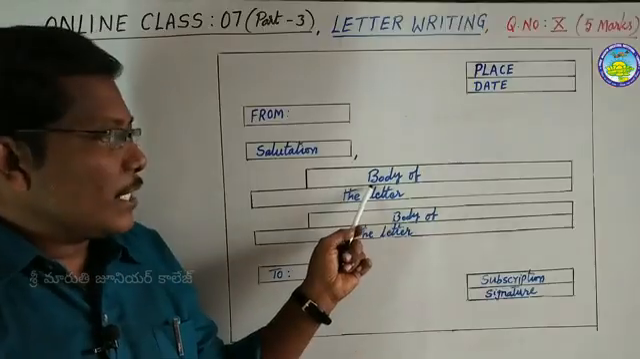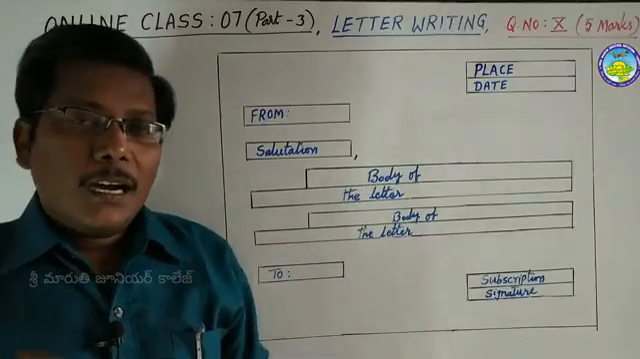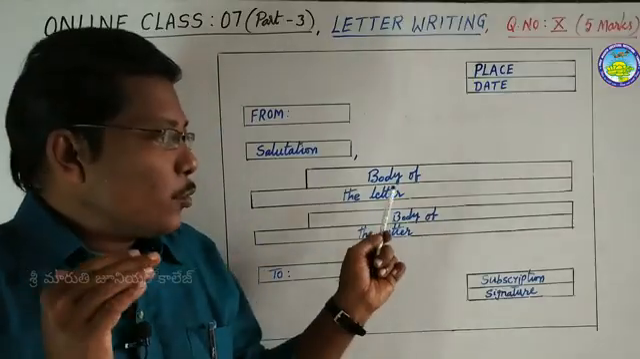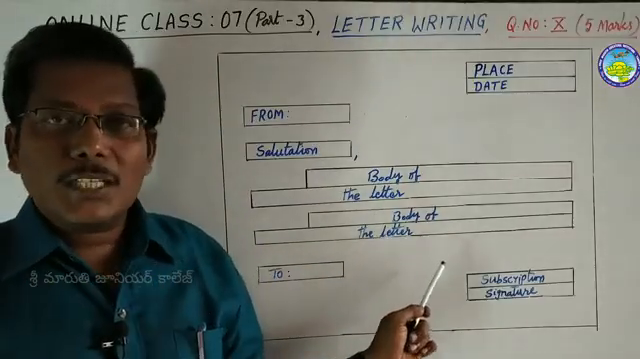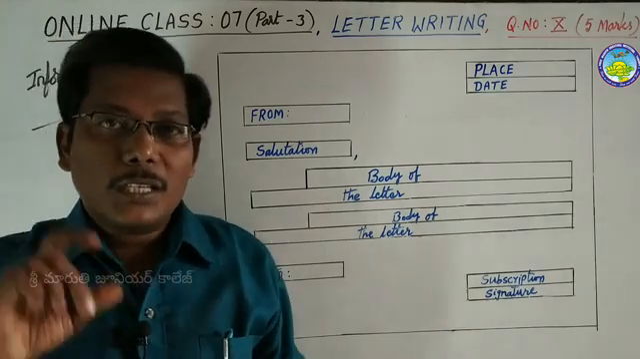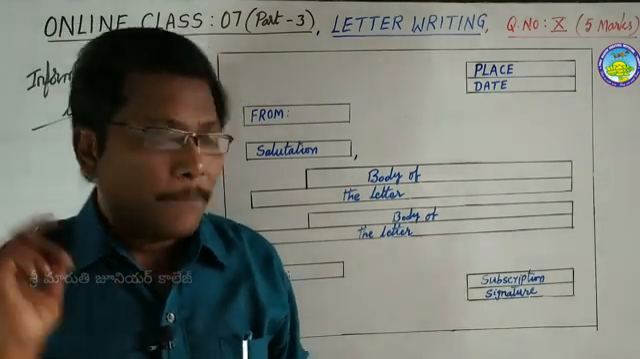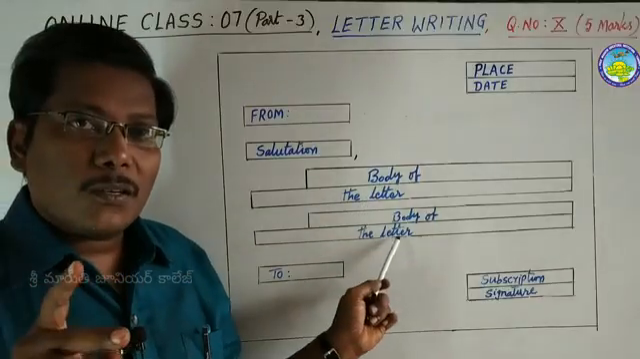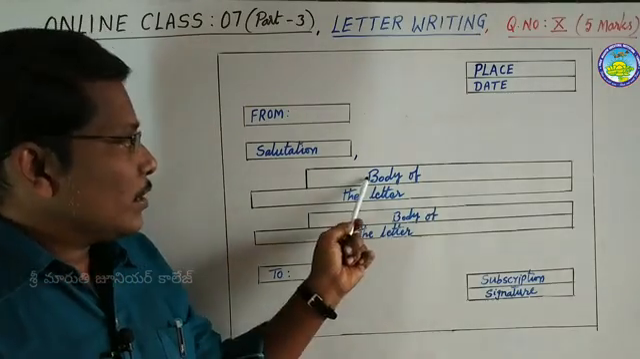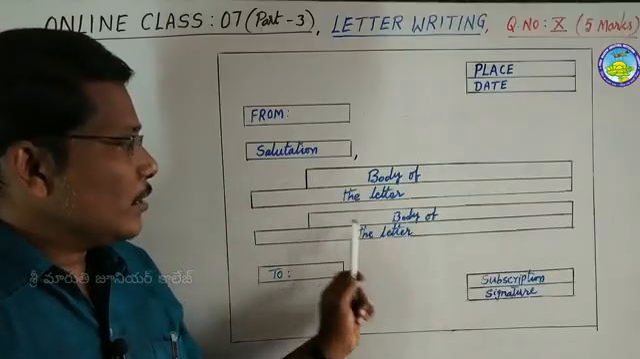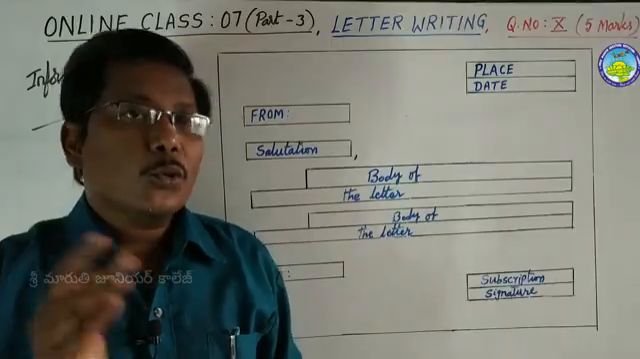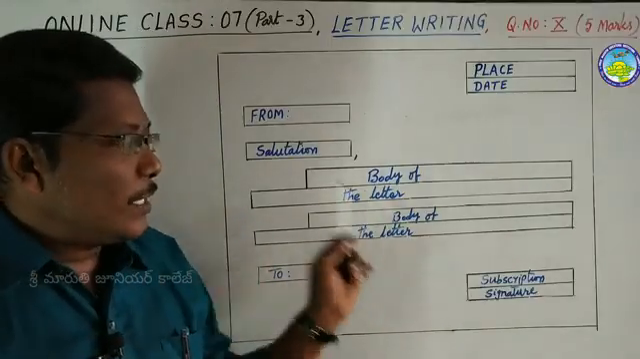Okay, this is very important: the body of the letter. This body can be divided into two paragraphs, or sometimes three, depending on the size of the matter we want to convey. The typical number of paragraphs is two. Two paragraphs are ideal. So this is one paragraph and this is another paragraph. That means we divide the matter into two paragraphs. That is called the body of the letter.